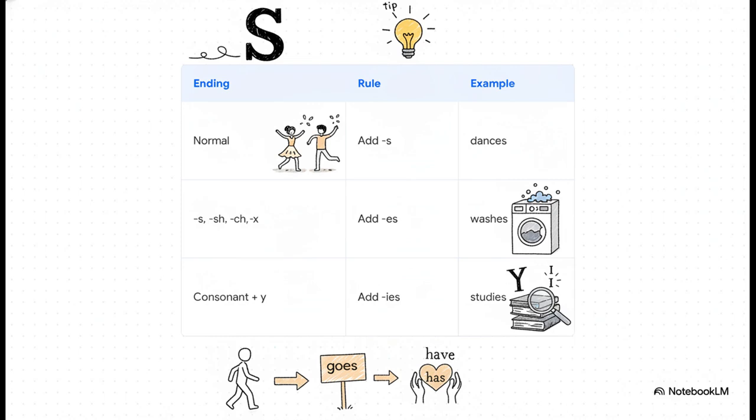Simple enough. But if the verb ends in an S, SH, CH, or X sound, where you can almost literally hear the need for an extra syllable, you add ES, so wash becomes washes. And if a verb ends in a consonant followed by a Y, like study, you just drop that Y and add ES to make studies. Just keep in mind, there are a few sneaky irregular exceptions to watch out for, like go becoming goes, or have completely changing shape into has.